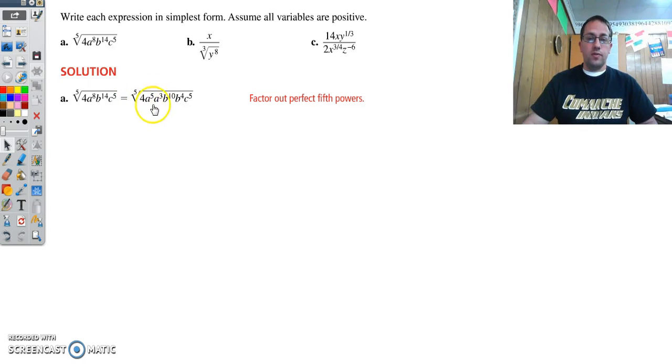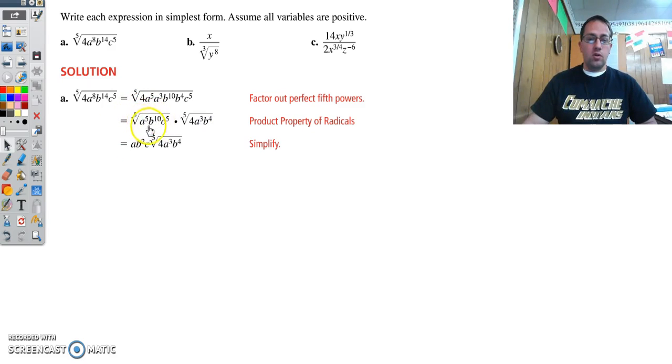Well, 4 to the 5th, that's just going to stay 4 to the 5th. All right? But this, a to the 5th, the 5th root of a to the 5th, we're going to pull out all these perfect fifths. The 5th root of b to the 10th, the 5th root of c to the 5th, which leaves us with the 4a cubed and b to the 4th.